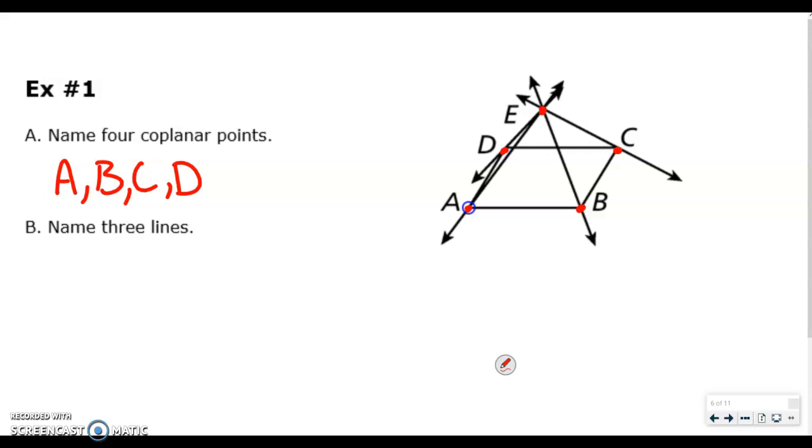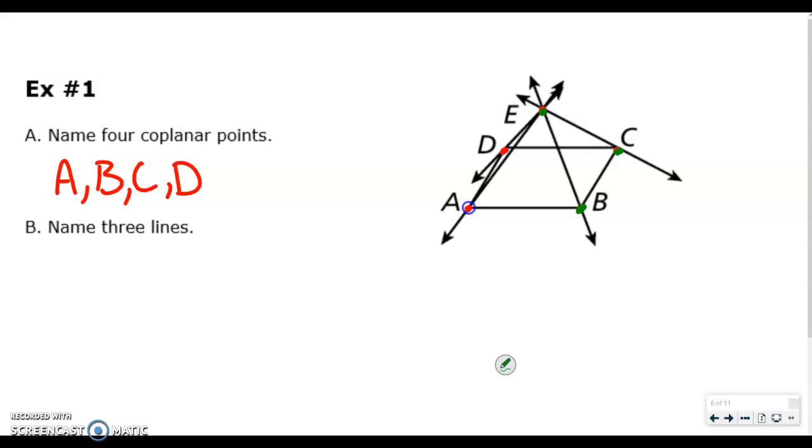However, if we look at E, C, and B, those are also coplanar. And if you remember, a plane only needs to be identified by 3 points. So 3 coplanar points make a plane. So E, C, and B would also be a plane. But since A is asking for 4 coplanar points, we went with that. We could also look at A, B, and E, D, E, and A, D, E, and C. Those are all planes as well.